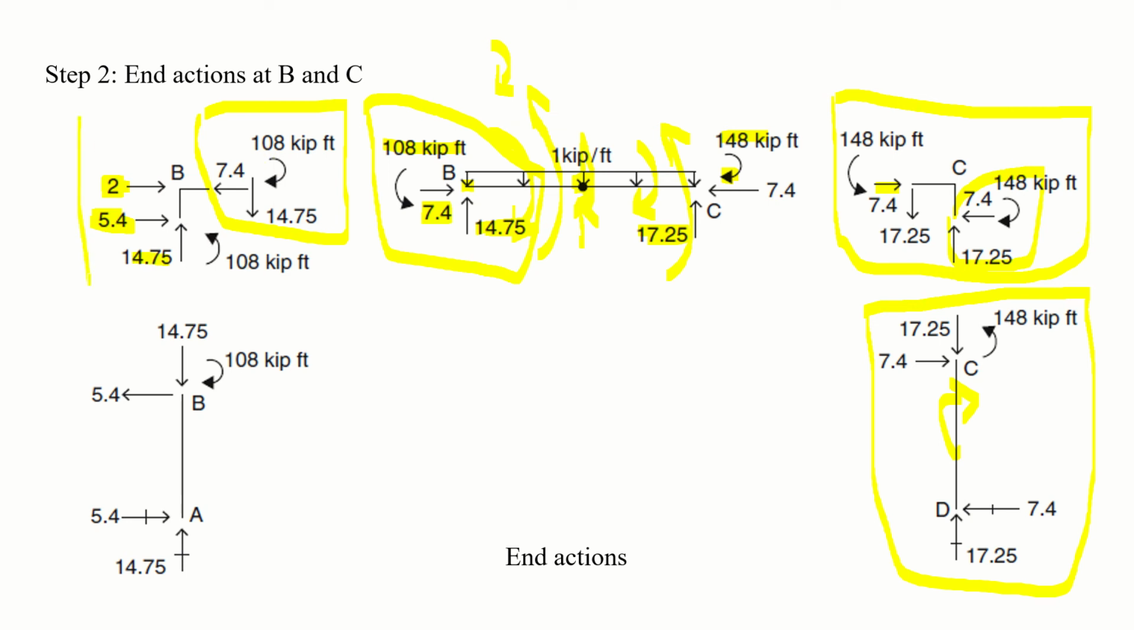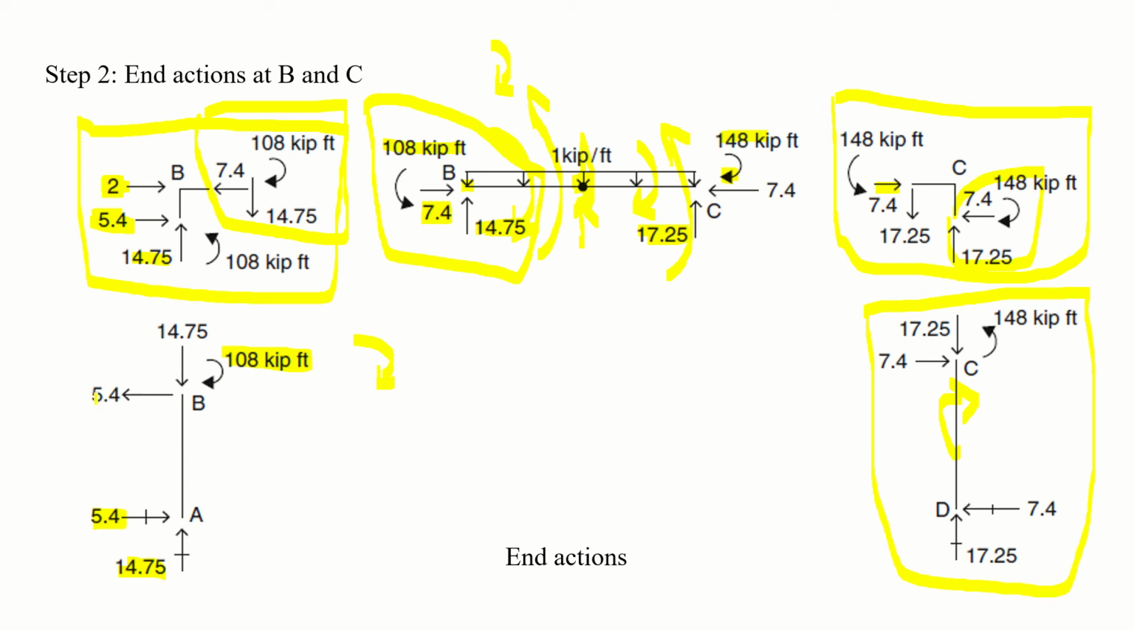Now you are done with joint B, and you are left with only member AB. So draw the member AB and transfer these forces. For example, this 5.4 leftward, 14.75 downward, and 108 clockwise, and just resist them at point A. So 5.4 leftward will be resisted by 5.4 rightward. Similarly, 14.75 downward is resisted by 14.75 upward. And the one thing that is left is this bending moment, which is clockwise, and its magnitude is 108 kip-feet.